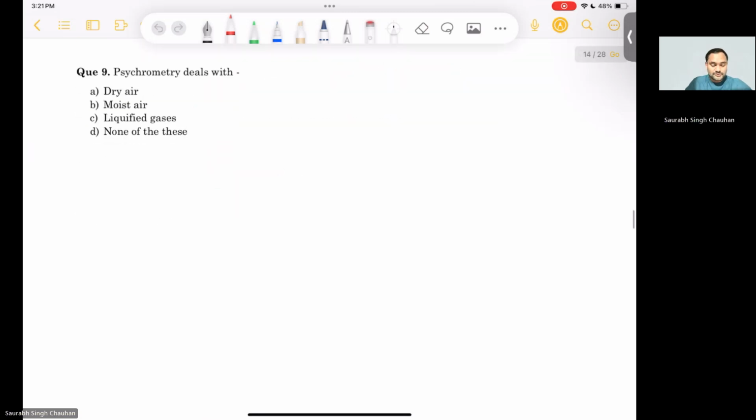Okay, so question 9, it says psychrometry deals with. So it is very easy to answer this question. We have been discussing the question related to psychrometry itself, right? So what we have been discussing? We have been discussing a mixture of water vapor and dry air. So psychrometry is the study of mixture of dry air and water vapor. So it deals with dry air or moist air or liquefied gases or none of these.